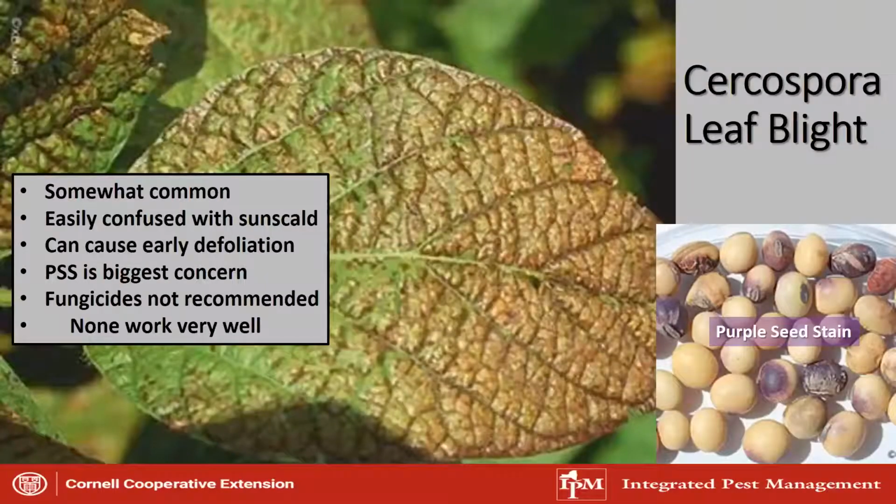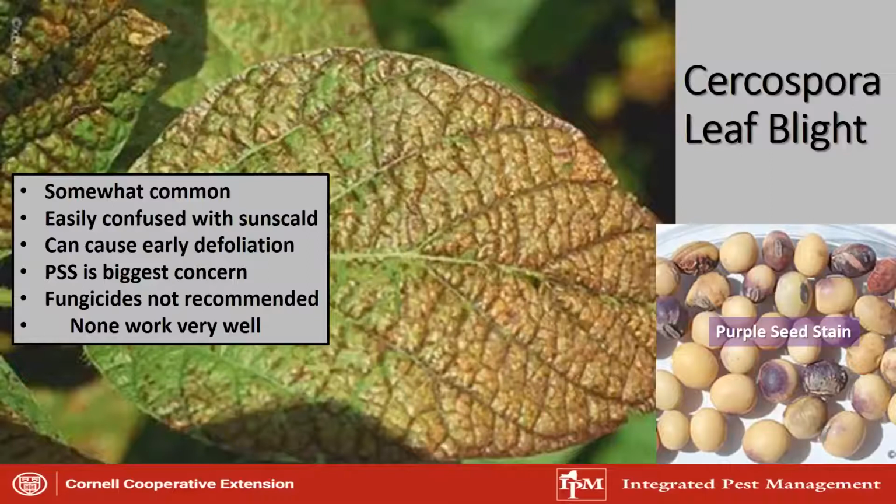Another fairly common fungal disease that we see sporadically around the state is Cercospora leaf blight. It looks very similar to what we would call sun scald, and it can be a little bit problematic. It can cause early defoliation, which can affect yields, but really the biggest concern with this is that purple seed stain that you see down in the right-hand side. And this purple discoloration is actually caused by the fungus. It's a secondary metabolite toxin that it produces that's translocated throughout the plant, and that's what's causing this purpling of both the leaves and the seeds.